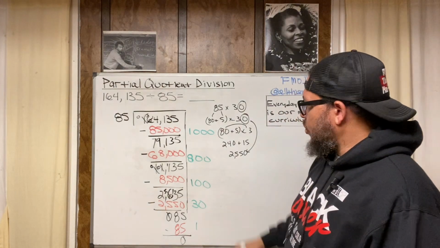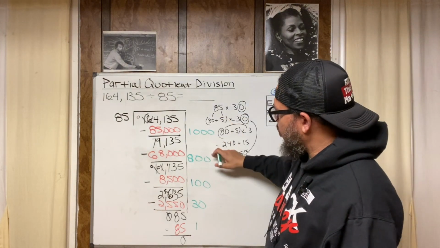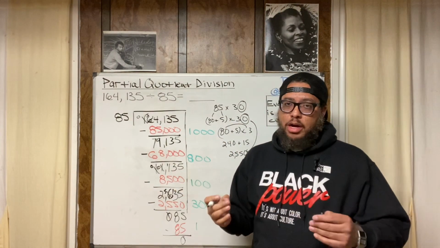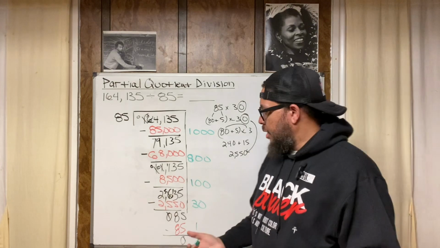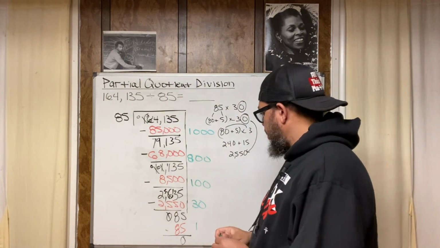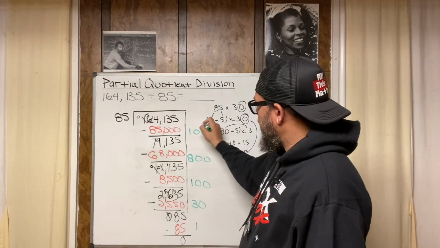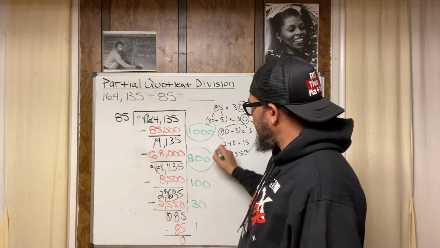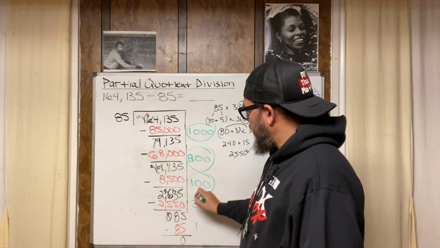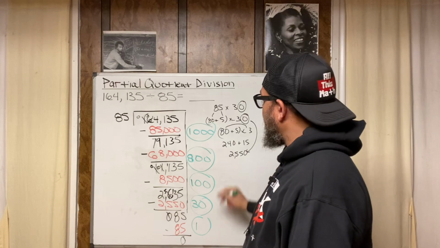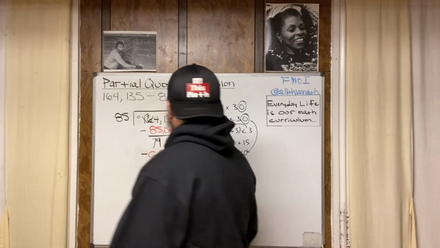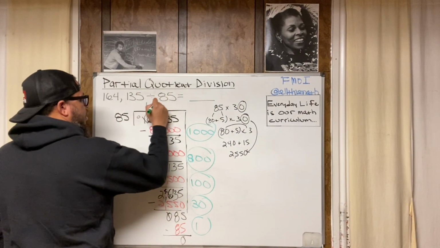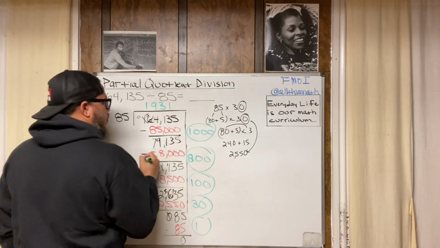All right. So how do we get our answer? We add up the partial quotients. Partial means part. Add up all the parts and see what you get. So we got 1,000 plus 800 plus 100 plus 30 plus 1. That gives us 1,931.